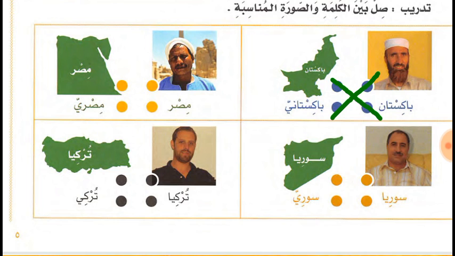Okay. We join the map of Egypt to the word Misr. We join the Egyptian woman to Misriya. Good. We join the map to Suriya and Suri, Syrian man. Okay. Turkey map to Turkiya, and Turki to the Turkish man. Okay, good.